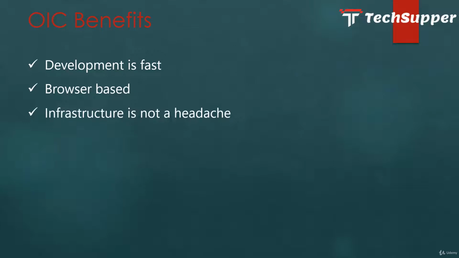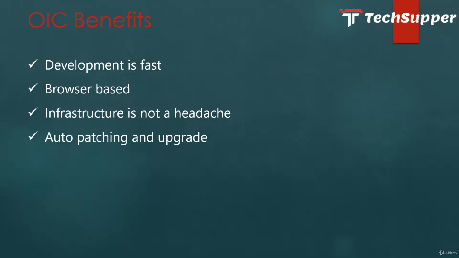Infrastructure is not a headache. You don't require any infrastructure in your organization. All the infrastructure will be taken care of by Oracle if you are using OIC. You don't need to install any physical machine. You don't need to install any operating system, no database, no runtime, no security, nothing. It will be taken care of by OIC. You just need a browser on your laptop and you can start your development from anywhere in the world, anytime. You don't need to check whether your server is up and running or not. No, OIC is available 24/7.